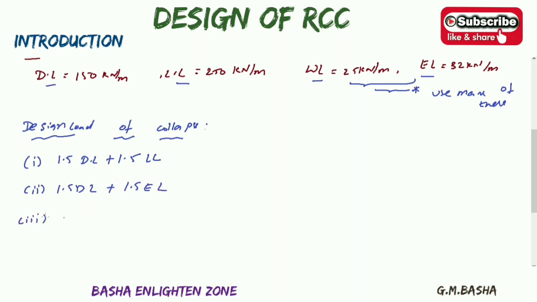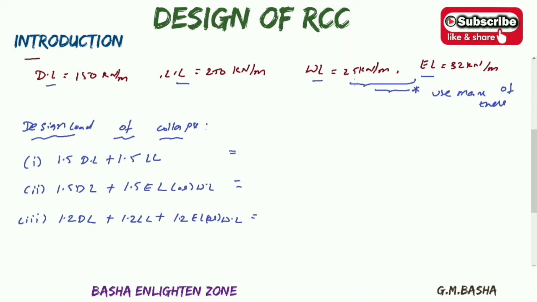And what about the third combination? The third combination will be 1.2 times dead load plus 1.2 times live load plus 1.2 times earthquake load or wind load. Sorry, here also earthquake load or wind load. So there will be three combinations of load in the design load of collapse according to our Indian standards. That is 1.5 times dead load and live load, 1.5 times dead load and earthquake or wind load.